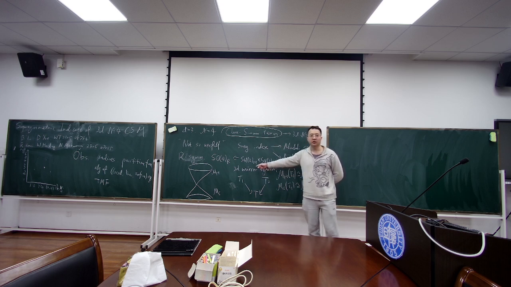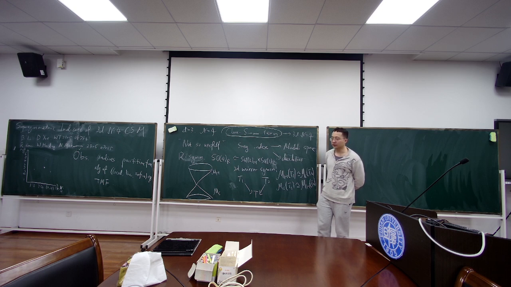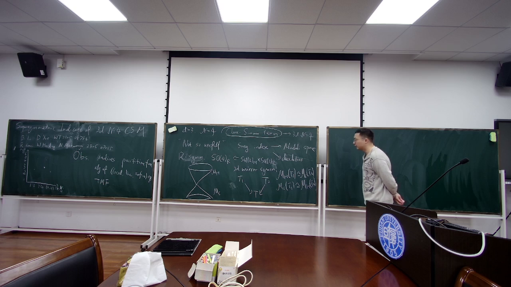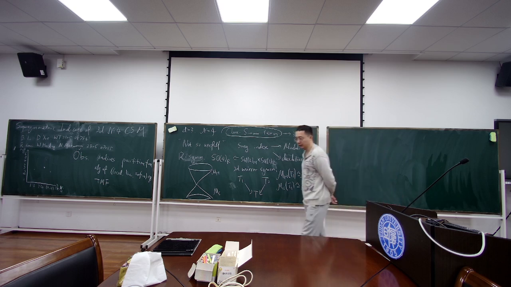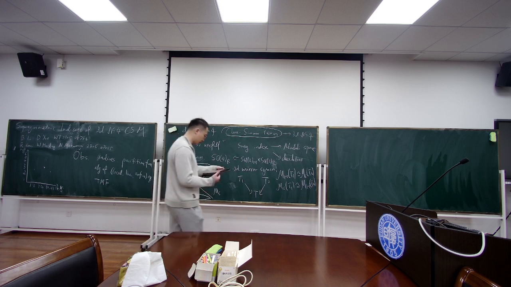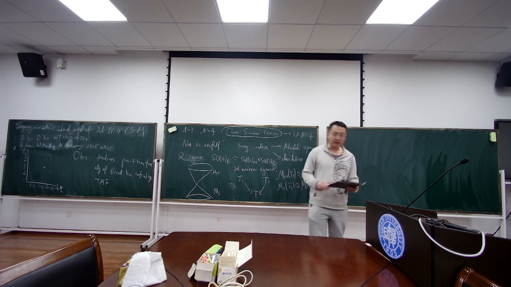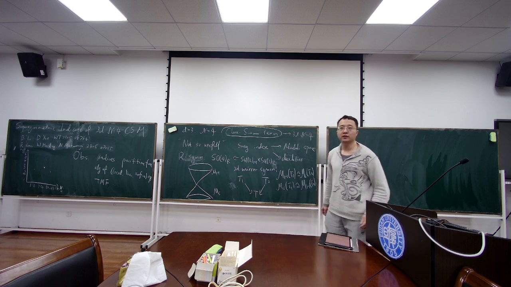Because of the Chern-Simons level, the Higgs branch gets quantum corrections, and it varies dramatically from the classical one. So this is a feature of the Chern-Simons term. Any questions so far?